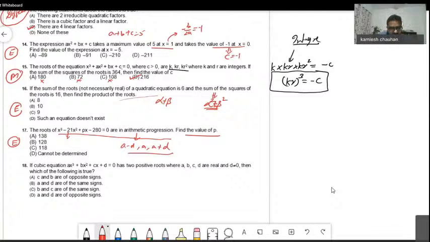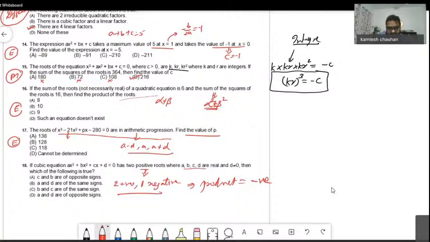Question number 18. Cubic equation has two positive roots, where a, b, c, d are real and d is not equal to 0. Which of the following is true? Two positive roots हैं, so one negative. प्रोडक्ट क्या हो जाएगा? Product is negative. So this is something which we can say with certainty.